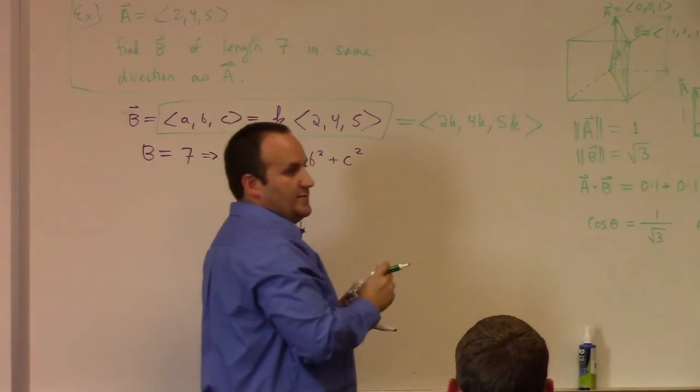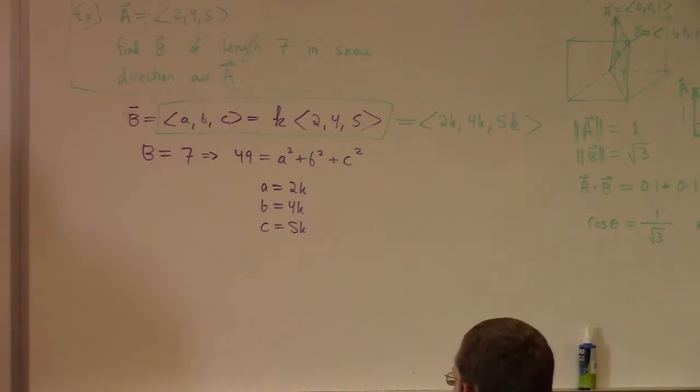Oh my goodness, shame on me. When are two vectors equal? Each and every component has to match up. So the x component, the y component, and the z component all have to match. That's how I got A is equal to 2K, B is equal to 4K, and C is equal to 5K. If you thought about this for 10 minutes, everybody should come to this eventually.